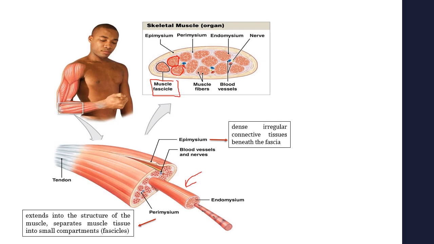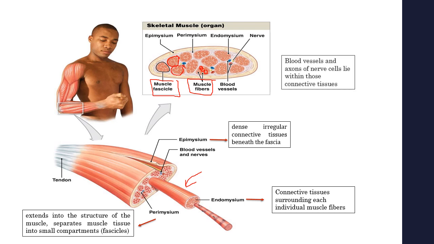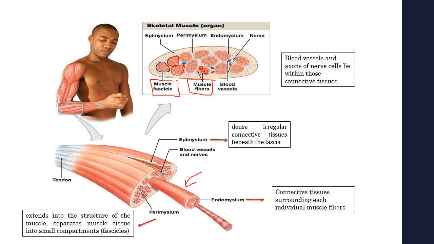The perimysium surrounds each individual muscle fascicle, and it also fills up the spaces between these muscle fascicles. If you look at one of the muscle fascicles, you can see it's composed of many smaller tubular structures, which are your muscle fibers, and each individual muscle fiber is surrounded by the endomysium, which is a type of connective tissue. Within the perimysium, epimysium and endomysium, you will find a lot of blood vessels and nerve structures.